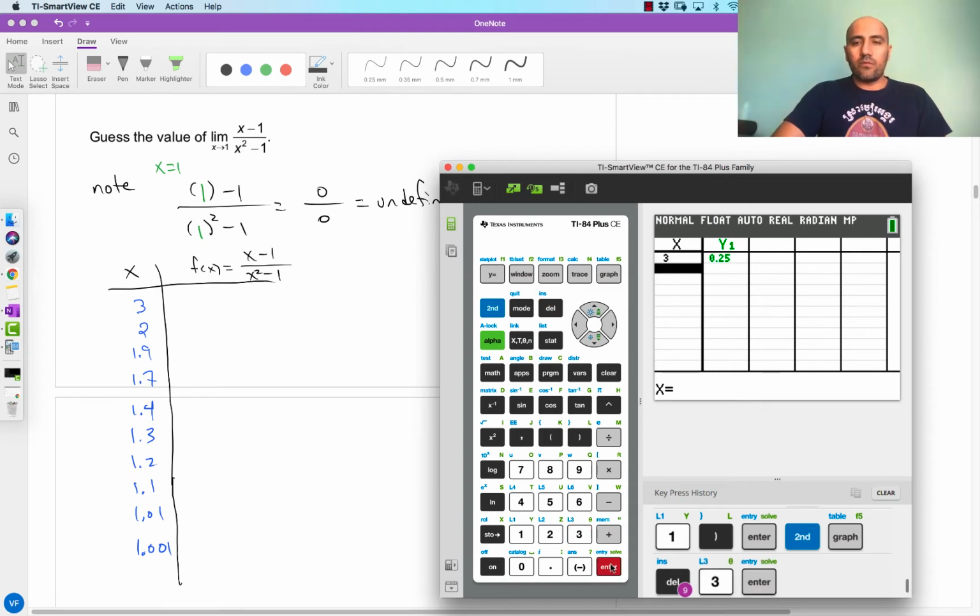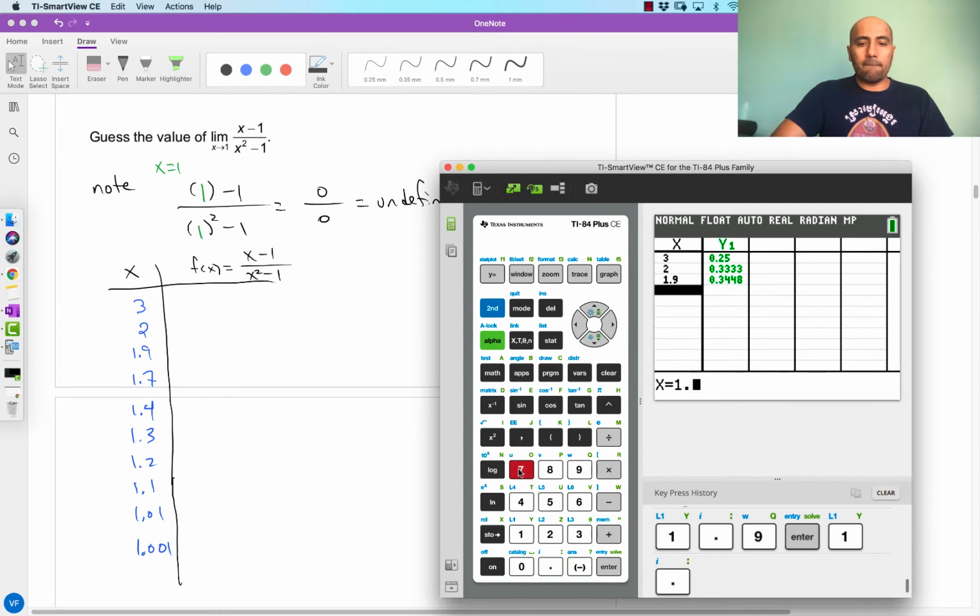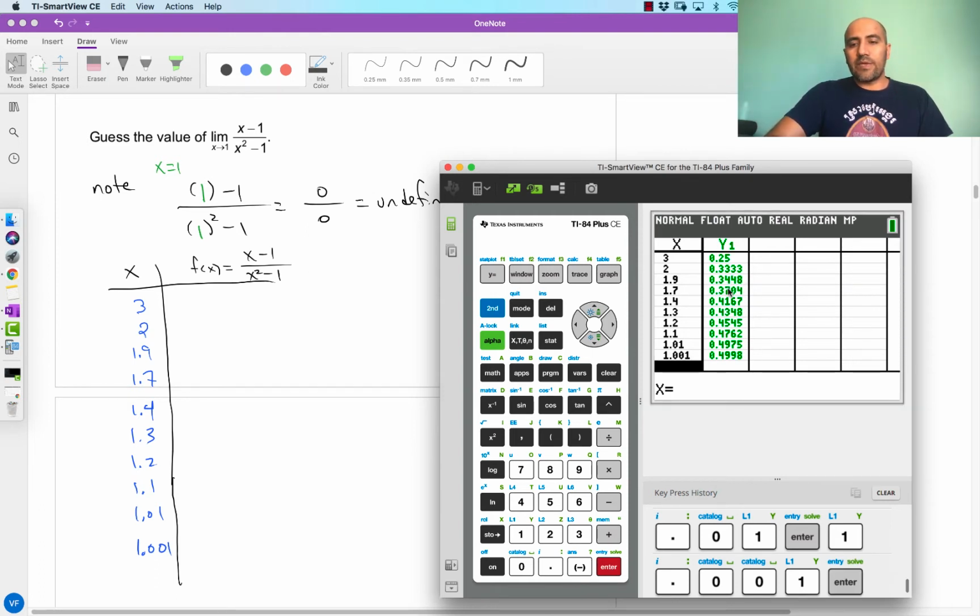Starting at 3, we get that, then maybe 2, then 1.9, 1.7, 1.4, 1.3, 1.2, 1.1, 1.01, 1.001. Okay, so we start to see a pattern. It looks like as we get closer and closer to 1, starting from the right-hand side, starting from the larger numbers and walking down toward 1, but never actually equal to 1, I'm getting really, really close to 0.5. It seems to be walking that way. Again, notice that if I put a 1, I'm just going to get an error. Plugging in a 1 gets me an undefined.